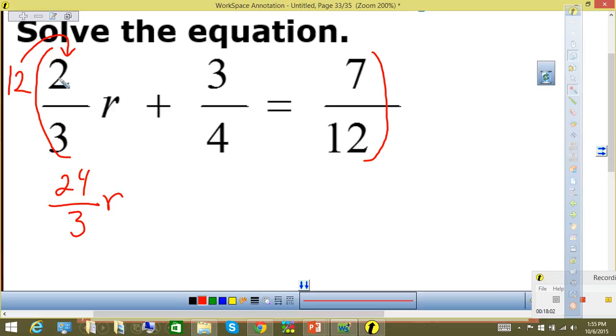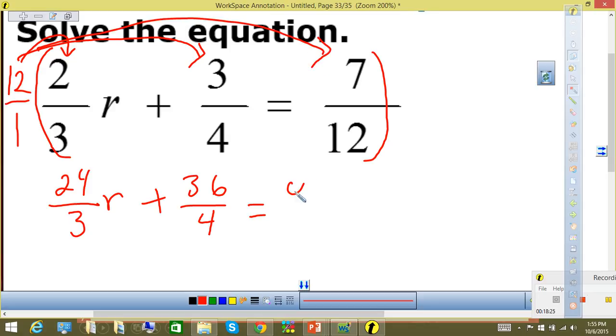Why did I only multiply times that? Because it's what? Over what? 1. When we multiply a whole number times a fraction, the whole number becomes 12 over 1. Does everybody see it? So what is 12 times 3? 36 over 4 equals, what is 12 times 7? 84 over 12. Now check this out.